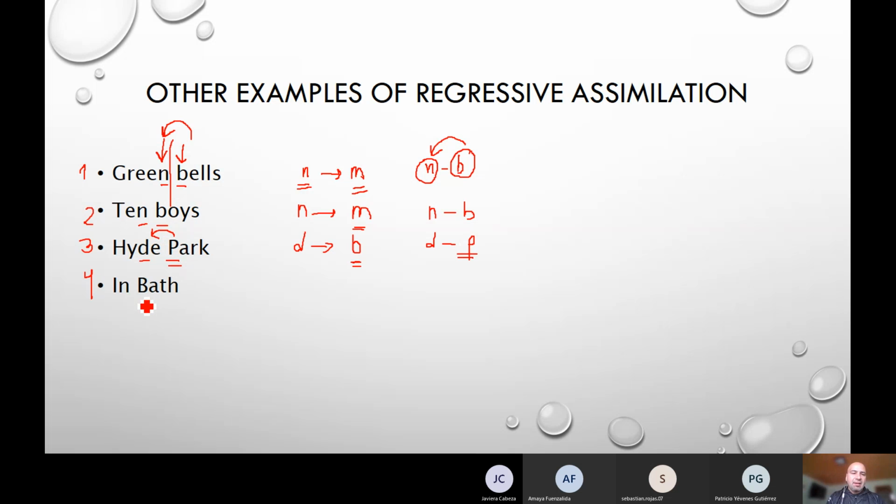The same thing in bath that we already covered before, right? Before b, n sounds more like m in bath.